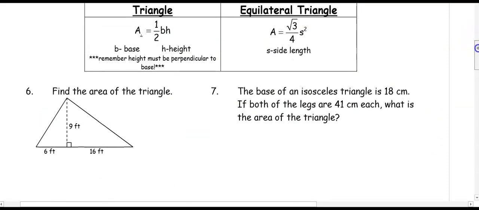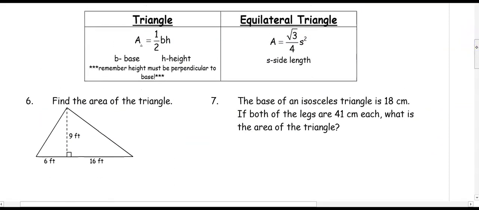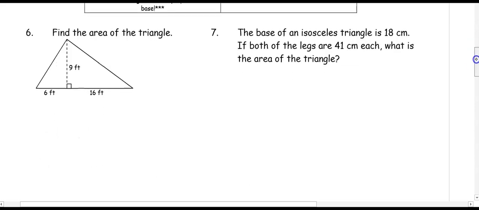Our next shape is finding the area of a triangle. So for any triangle, we can always find the area by doing 1/2 base times height, where the height is perpendicular to the base. If we have a special triangle, an equilateral triangle, which is a triangle with 3 congruent sides, then for our area we can use the formula root 3 over 4 times s squared, where s represents the side length. So in number 6, find the area of the triangle.